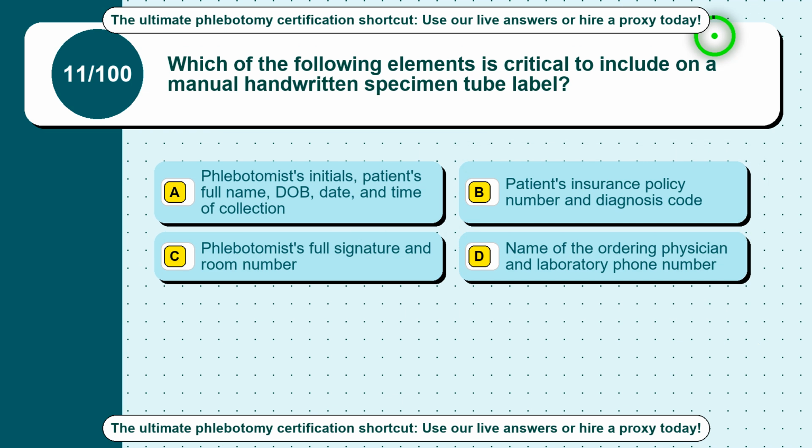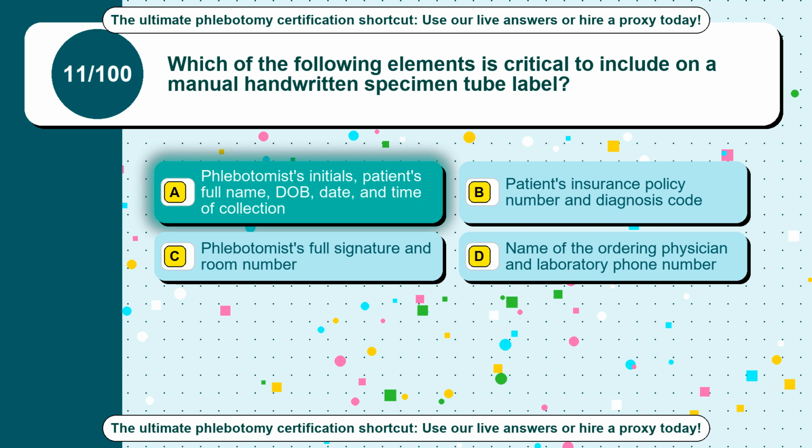Question 11. Which of the following elements is critical to include on a manual handwritten specimen tube label? Option A. Phlebotomist's initials, patient's full name, DOB, date, and time of collection. Option B. Patient's insurance policy number and diagnosis code. Option C. Phlebotomist's full signature and room number. Option D. Name of the ordering physician and laboratory phone number. The correct answer is option A.